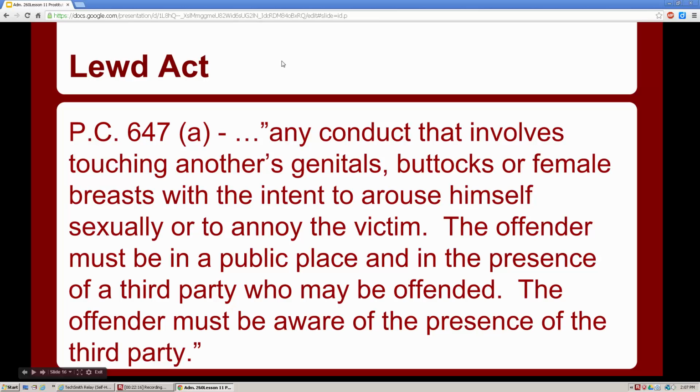Now, lewd act is part and parcel of prostitution, so it's conduct that involves touching another's genitals, buttocks, or female breasts with the intent to arouse himself sexually or to annoy a victim. So that's a lewd act. That usually takes place with prostitution, where you're touching certain body parts to arouse yourself. So that takes that element into context here as far as the law reads.